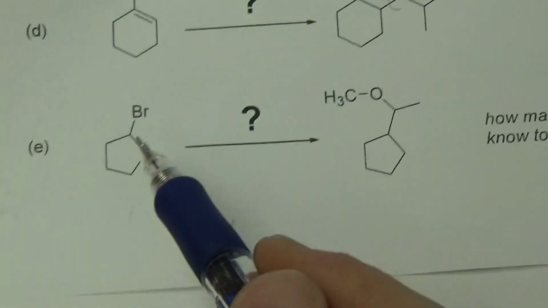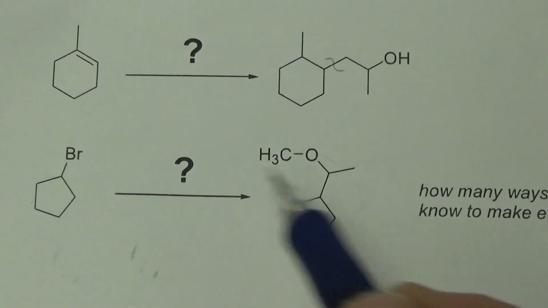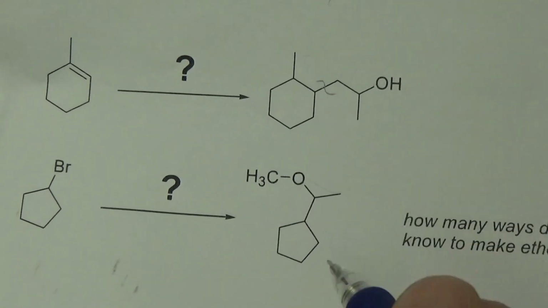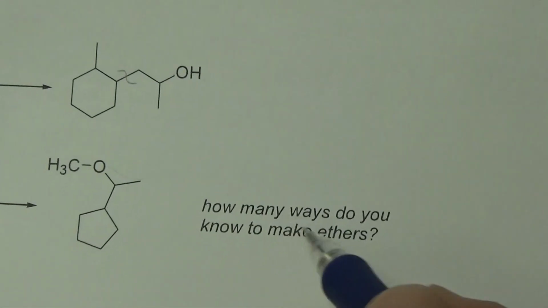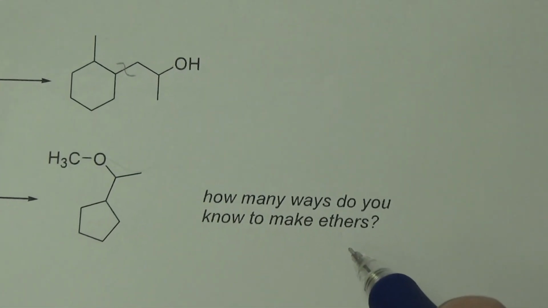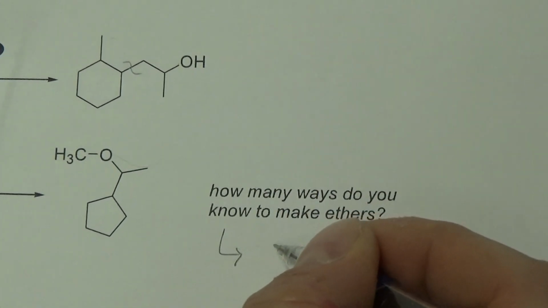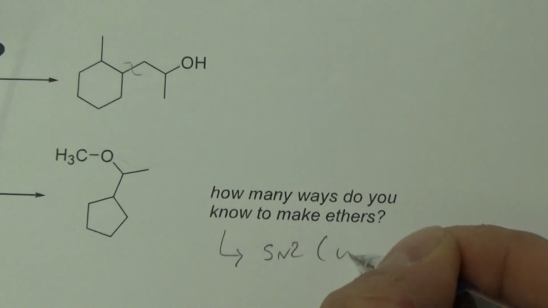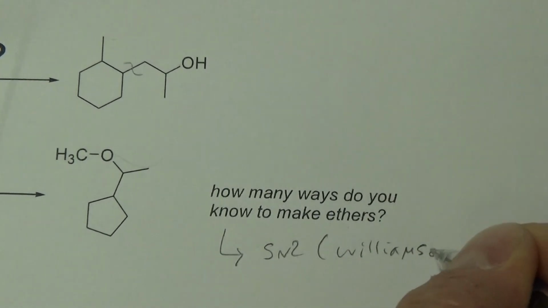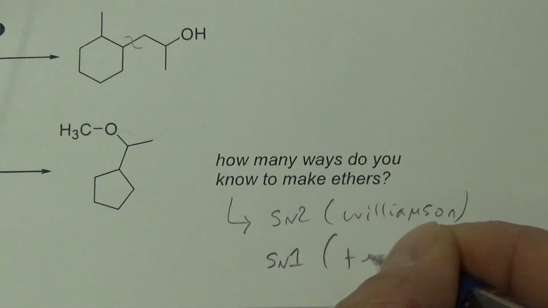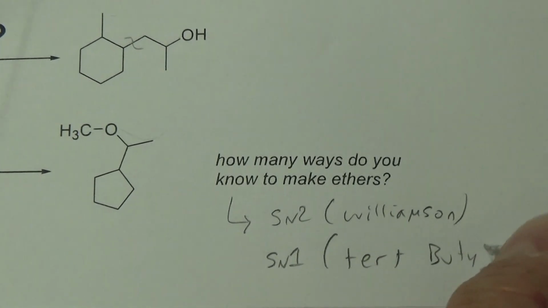Okay, problem E. Let's see if we can do problem E. So it looks like we're going from a bromocyclopentane to this guy. We're obviously making some bonds, so there's going to be at least 2 squigglies. And it also says, how many ways do you know how to make ethers? The answer is 1. Actually, I guess there's 2. You know SN2, which is the Williamson method. We also know SN1, which is kind of like for tert-butyl ethers, which is a protecting group. I think we'll see that again later.